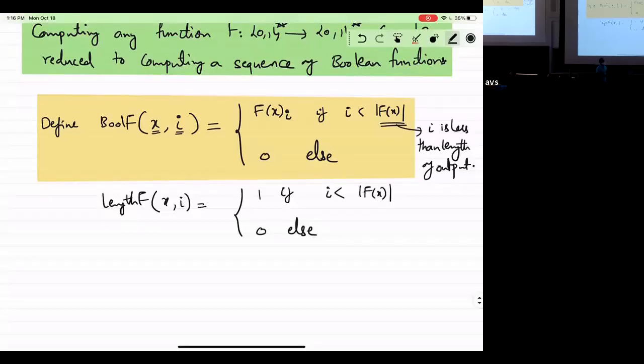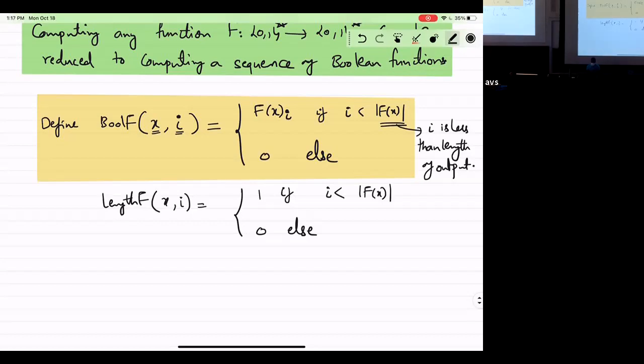Okay, yeah. So the length f is basically a way for me to check what's the length of the output, because I don't know a bound a priori. So it's going to say 1, 1, 1, 1, 1 until we hit the length of the output of f, and then it's going to transition to 0. Okay, any other questions?